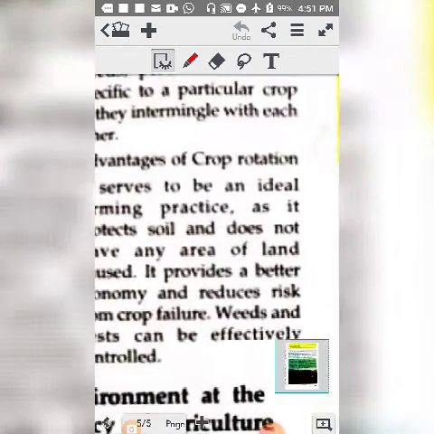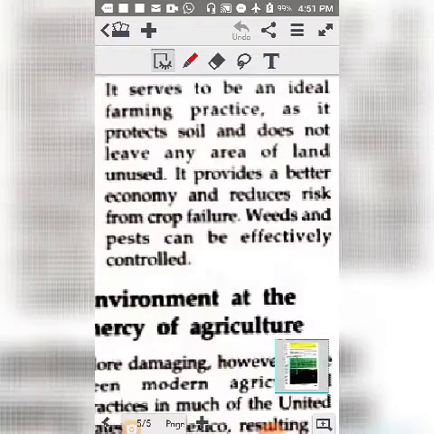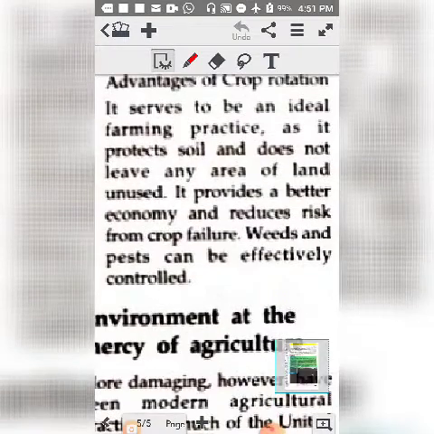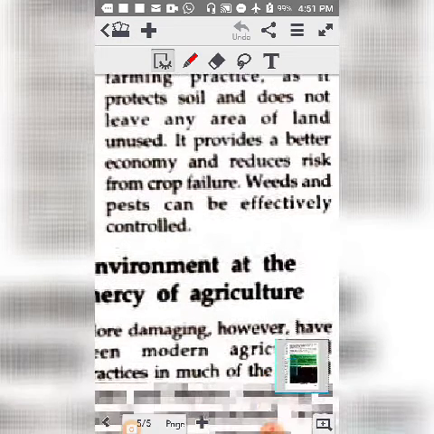But it has an advantage also. What is the advantage of crop rotation? It is an ideal farming practice as it protects the soil and does not leave any area of land unused. The whole field is used up, there is no wastage of land, and farmers can grow crops in the whole field.